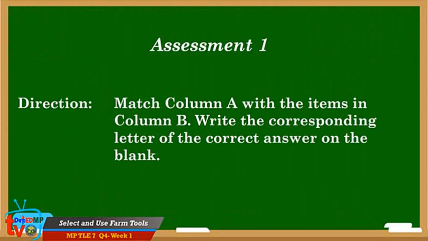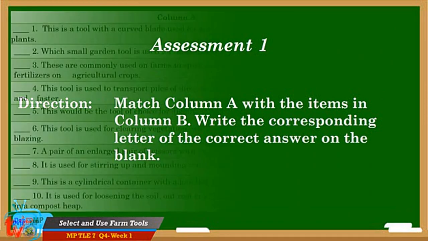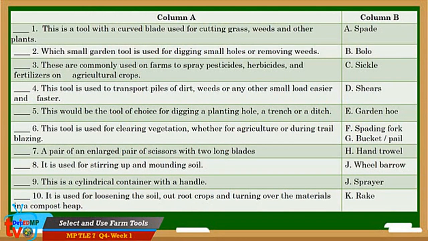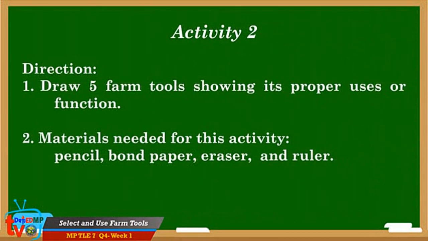Assessment 1. Match column A with the items in column B. Write the corresponding letter of the correct answer on the blank. Activity 2. Draw 5 farm tools showing its proper uses or functions. Materials needed for this activity, you have pencil, bond paper, eraser, and ruler.